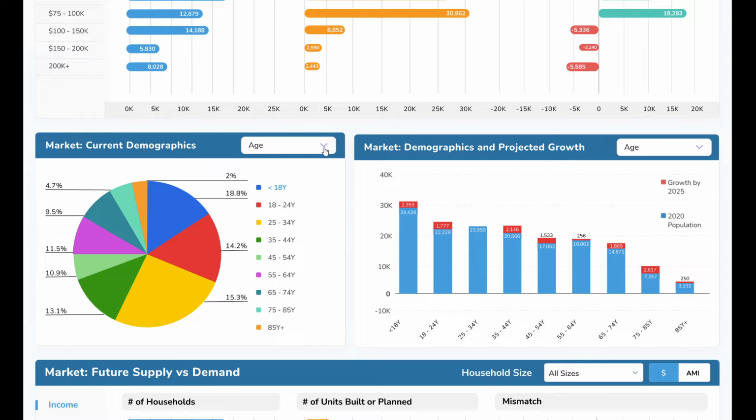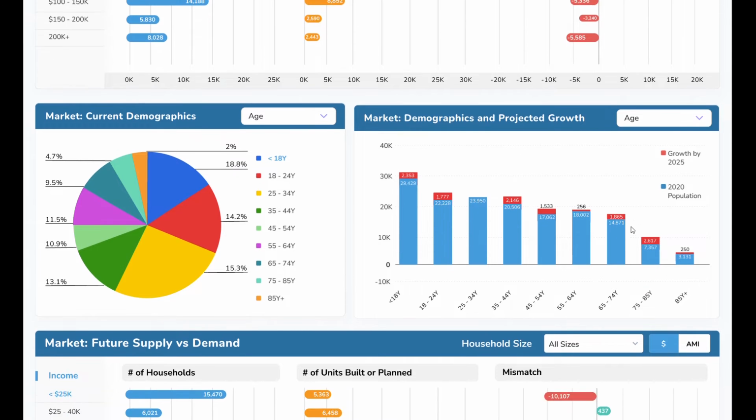The Housing Needs Assessment tool then shows the projected demographic growth of the population of the market based on different characteristics like age, household income, and race and ethnicity. This information highlights the potential future demand that a development could secure in their building.